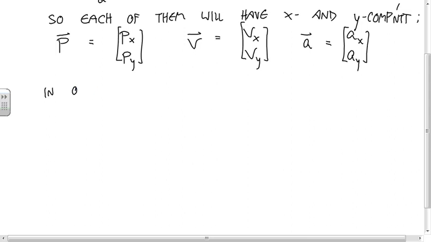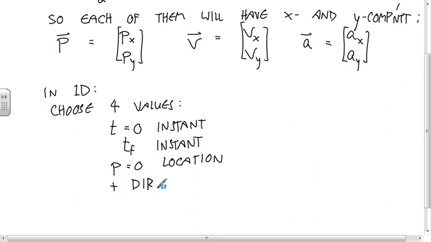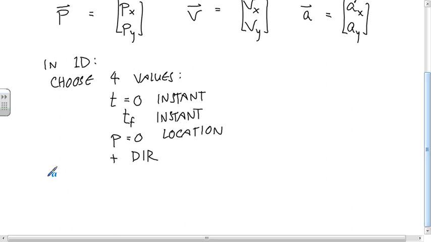In 1D, we specified 4 quantities, 4 values, and those were the instant corresponding to time equals 0, the instant corresponding to time final, a location corresponding to p equals 0, and a positive direction. Then 3 equations hold.